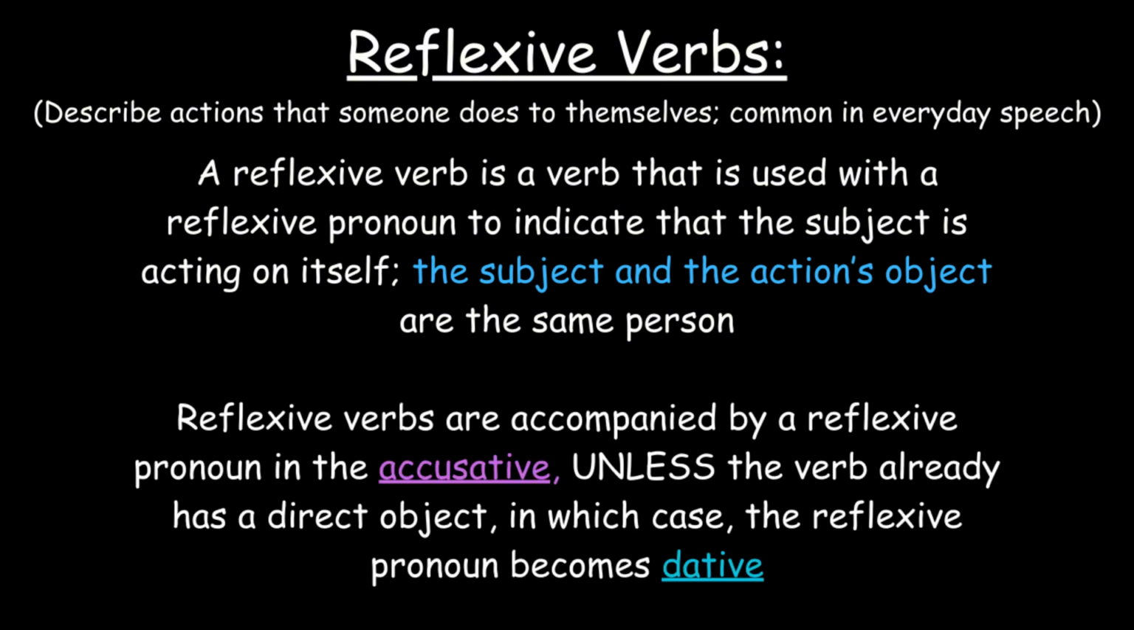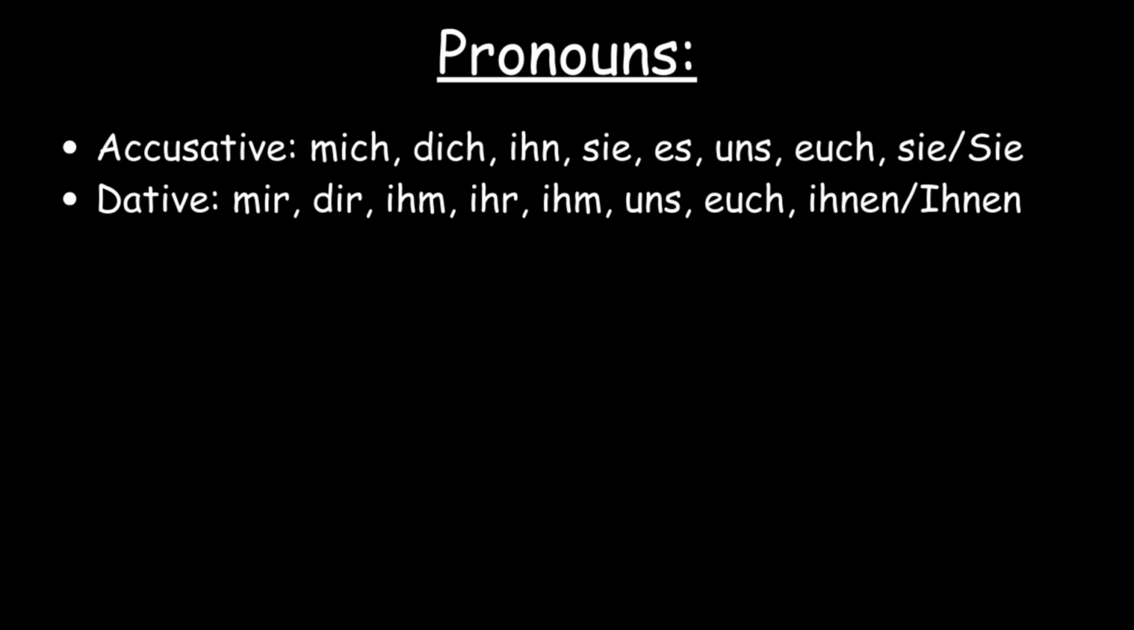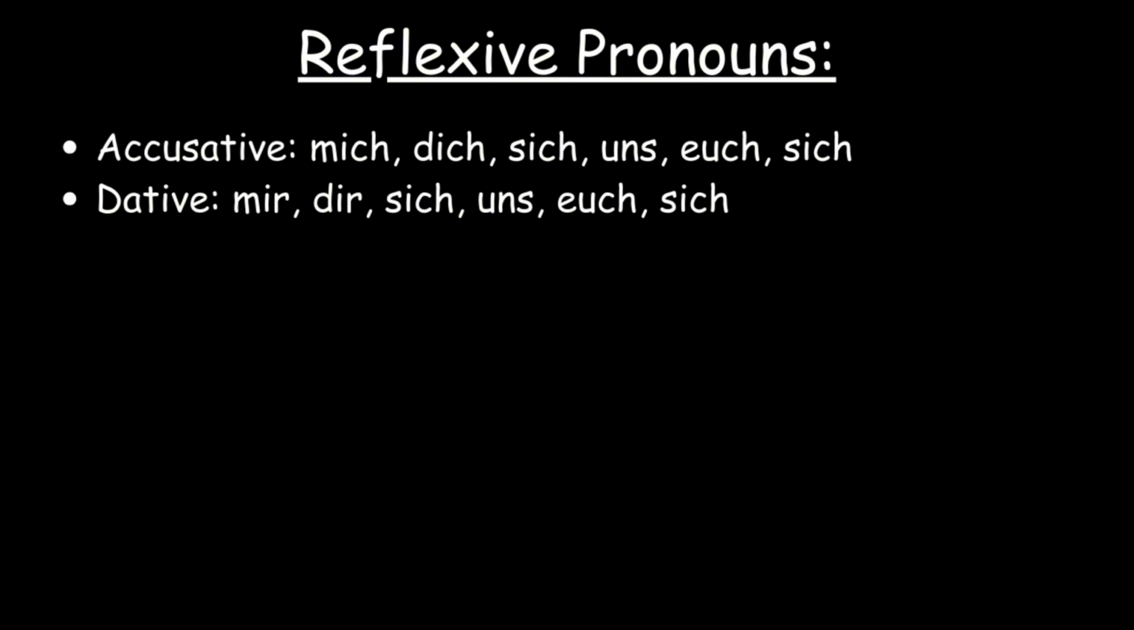Reflexive verbs are often accompanied by a reflexive pronoun in the accusative, unless the verb already has a direct object, in which case the reflexive pronoun becomes dative. As a reminder, accusative and dative pronouns look like this, but when used with reflexive verbs, all pronouns become reflexive, and some even change form.